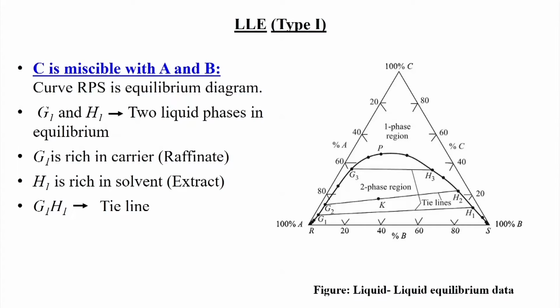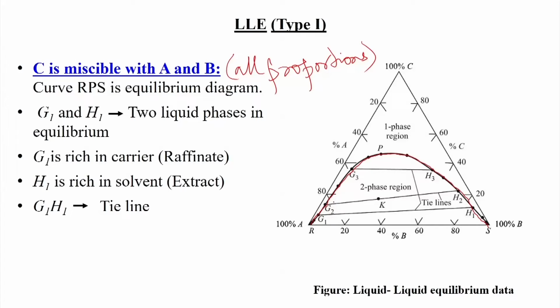And this convention will be used for the entire extraction study. Now, we will be discussing this type 1 and type 2 liquid equilibrium, where C is miscible with A and B in all proportions. So, we can say A and C will be miscible in all proportions. Like this, we can say this curve starts from R to P to S.